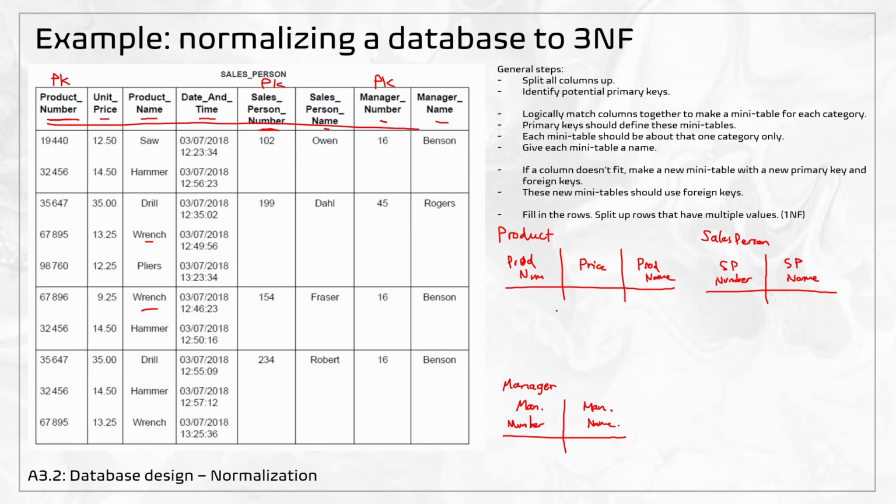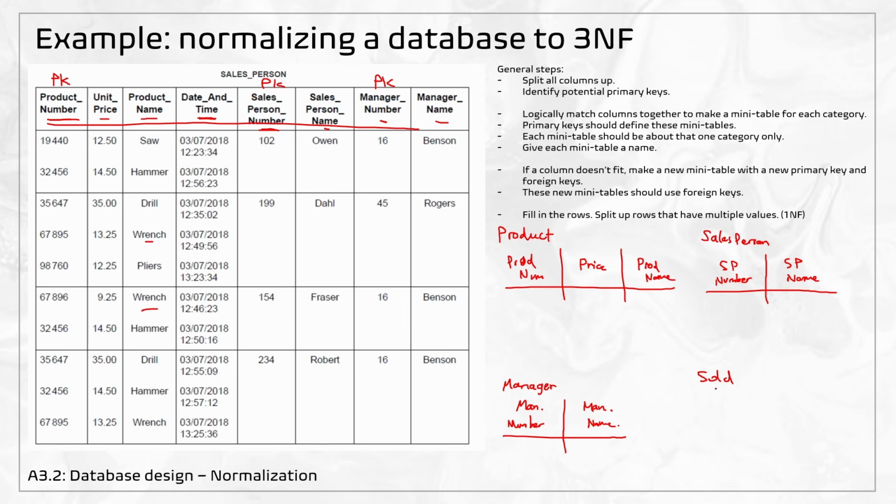Now we need to look for columns that don't fit into a mini table. So what have we got here? The only column that we didn't use so far is date and time. And this column describes when a product was sold. So to put this into a mini table, let's make a new mini table called sold over here. Now, because this describes which salesperson sold what product, we're going to want to include the salesperson number and the product number into this table as well. And these will be our foreign keys.